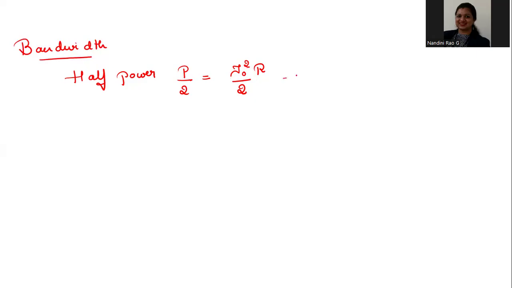I naught by root 2 into square root of R. Okay. So what exactly are we going to do now? We are going to find the frequency range. Range of frequency at half power. That's it. We are going to find the range of frequency at half power, or at the point where current is I naught by root 2. Understand, where current is I naught by root 2.